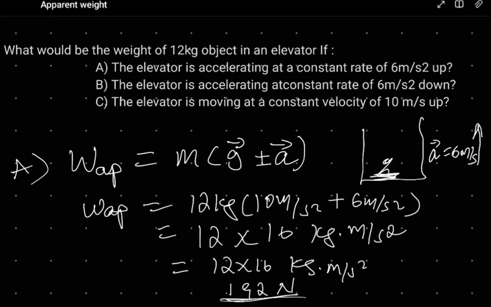If the elevator is not accelerating, the weight is supposed to be only mass times gravity, which is 12 times 10. Then, due to the acceleration of the elevator, the apparent weight is increasing.